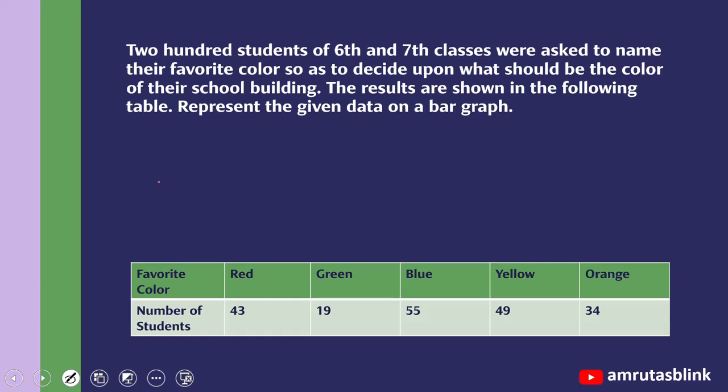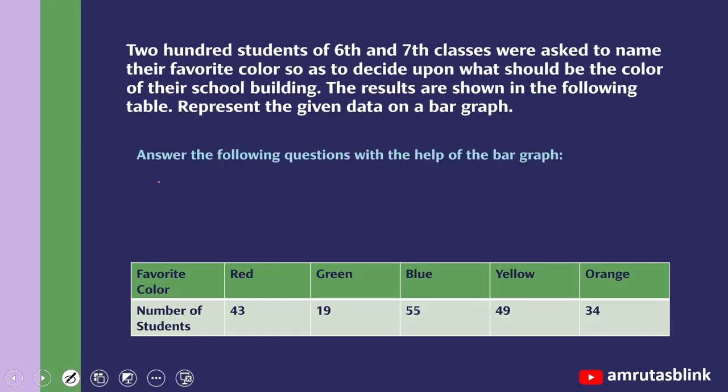200 students of 6th and 7th classes were asked to name their favorite color so as to decide what should be the color of the school building. The results are shown in the following table. Represent the given data on a bar graph. Favorite color and number of students: red 43, green 19, blue 55, yellow 49, orange 34.